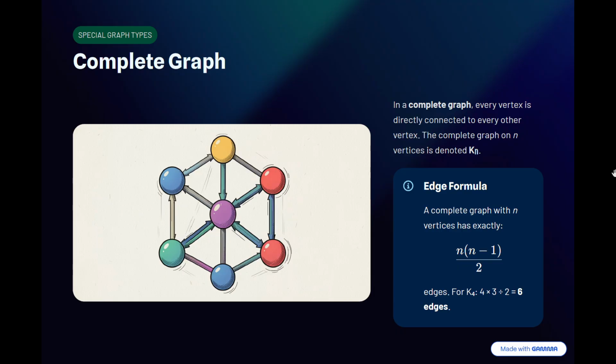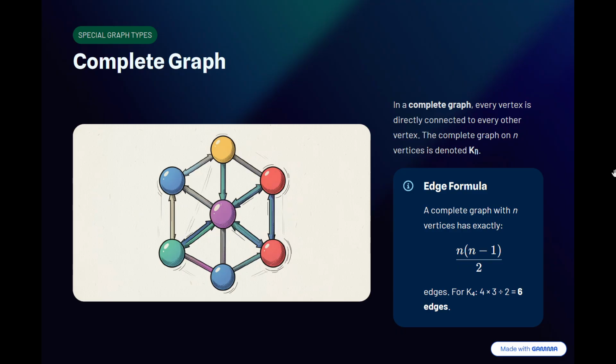And then a complete graph. This is the definition for a complete graph. In a complete graph, every vertex is directly connected to every other vertex. The complete graph on n vertices is denoted by Kn.